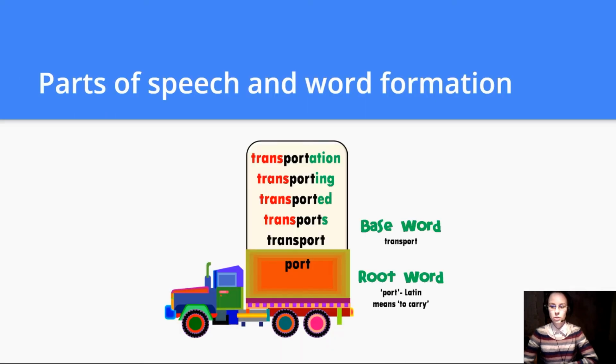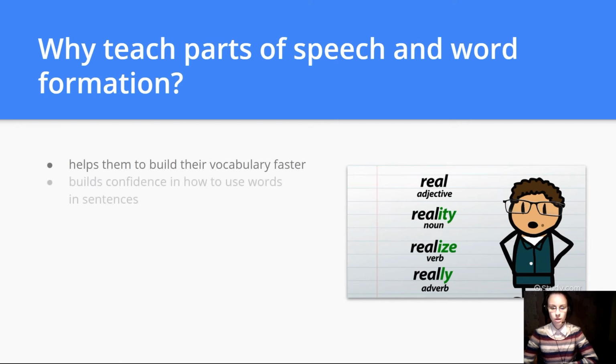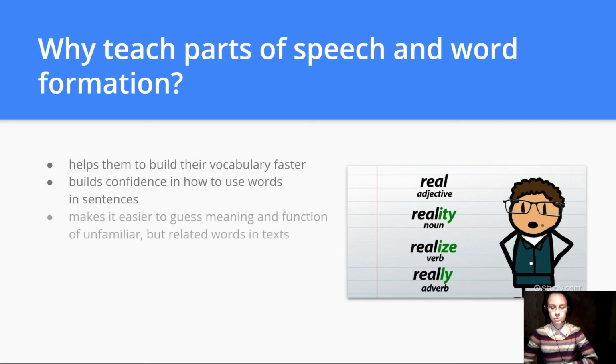The next aspect we are going to discuss is parts of speech and word formation. Advantages of teaching this are quite obvious, but let's discuss them anyway. So why should we teach parts of speech and word formation? First, it helps them to build their vocabulary faster. Also, it builds confidence in how to use new words in a sentence. And finally, it makes it easier for them to guess meaning and function of unfamiliar but related words in a text.